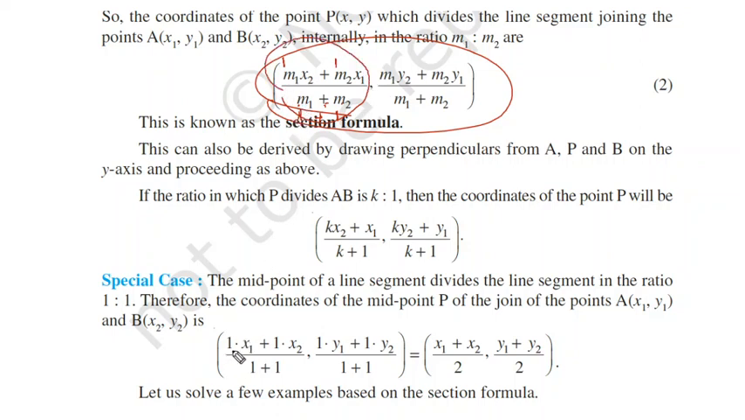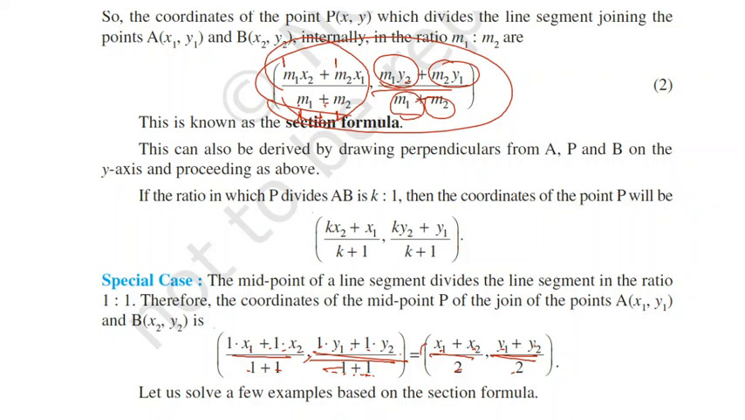Then what will happen? 1 into x1 plus 1 into x2 divided by 1 plus 1. And the y coordinate will be 1 into y1 plus 1 into y2, divided by m1 plus m2, which is 1 plus 1, since m1 and m2 are 1 and 1. So now it will be x1 plus x2 divided by 2 and y1 plus y2 divided by 2.